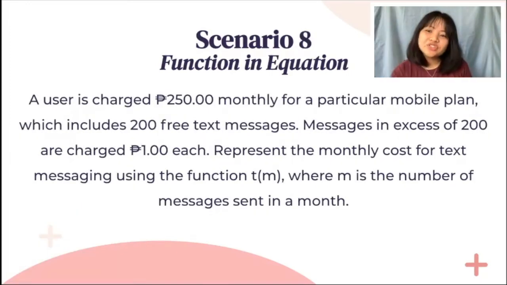So, a user is charged 250 pesos monthly for a particular mobile plan, which includes 200 free text messages. Messages in excess of 200 are charged 1 peso each. Represent the monthly cost for text messaging using the function T of M, where M is the number of messages sent in a month. Again, you can pause the video here and try to see if you can answer this real-life situation by representing it into a function.